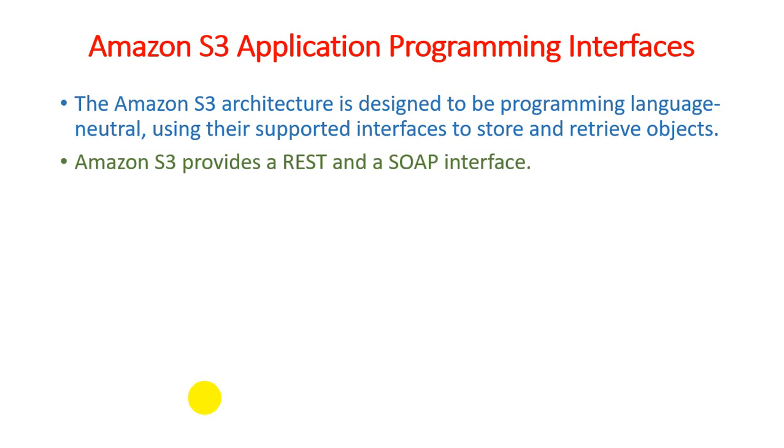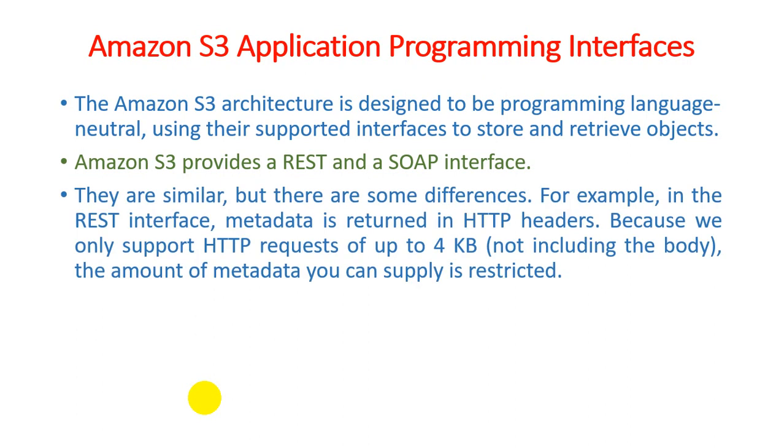Amazon S3 provides a REST and a SOAP interface. They are two different concepts through which a simple interface can be generated. They are similar, but there are some differences. For example, in the REST interface, metadata is written in the HTTP header because we only support HTTP requests of up to 4 KB, not including the body. The amount of metadata you can supply is restricted.